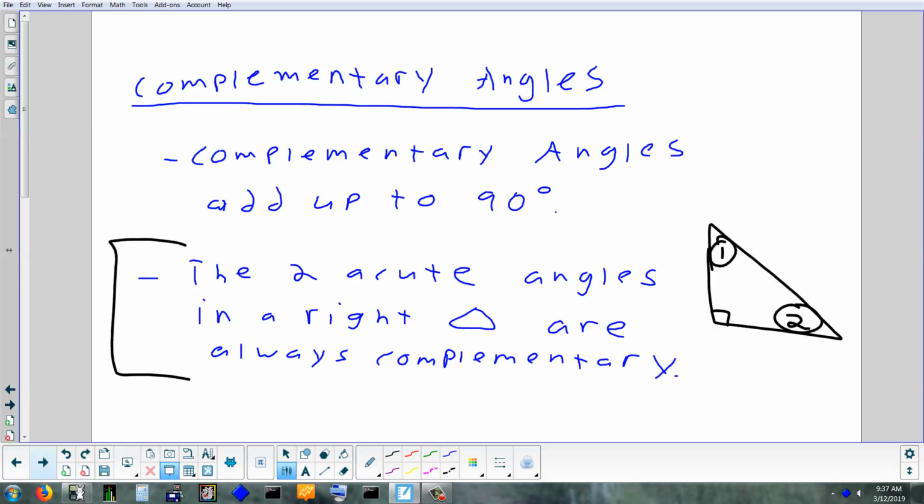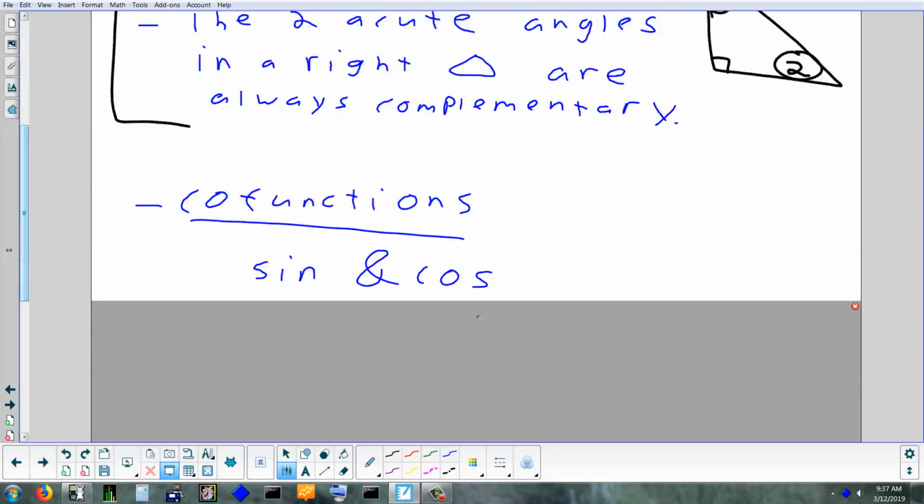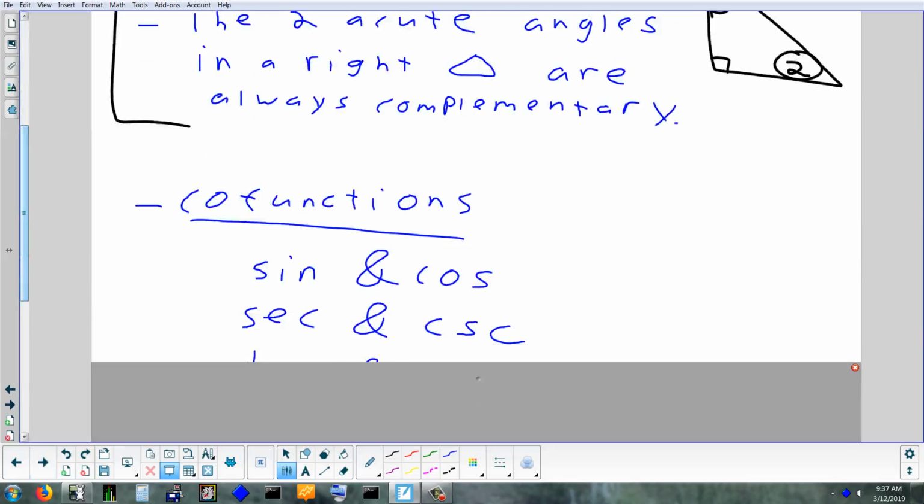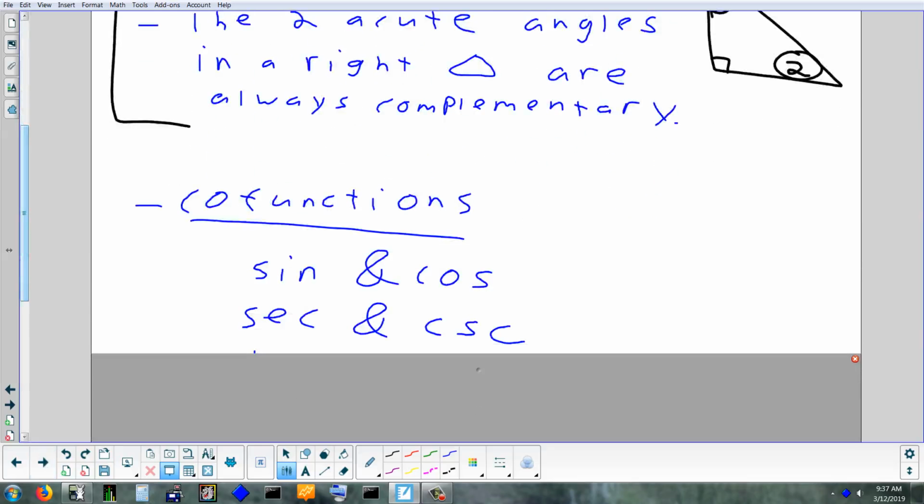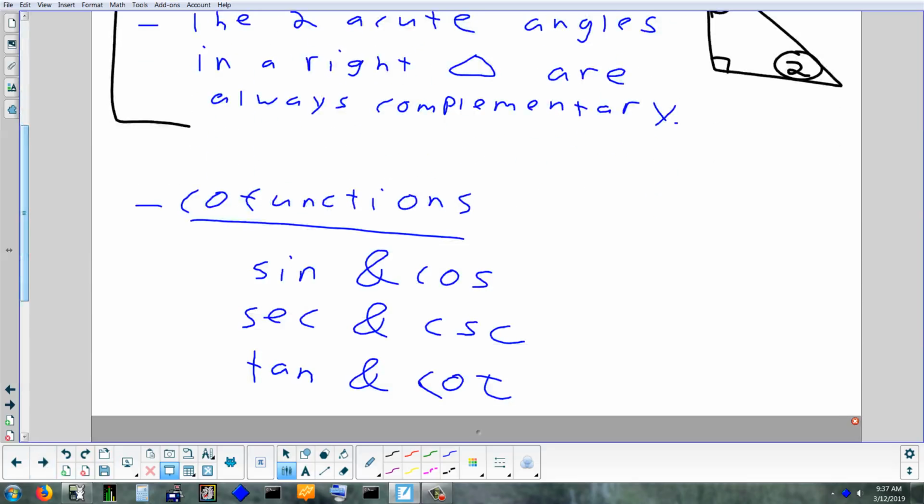Well, another way we can pair them up is what are called cofunctions. All that cofunctions are is you pick a trig function and then you put the word co in front of it, and that's the cofunction. So if you had sine and you put the word co in front of it, you get cosine. If you had secant and you put co in front of it, it's called cosecant. And the last one, they're cofunctions and reciprocal functions. They're the only ones that are both. Tangent, and when you put the word co in front of it, you get cotangent.